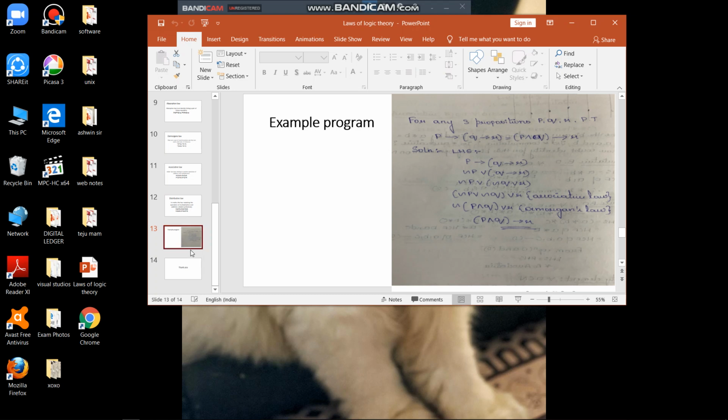And these are all the topics that I have completed in the laws of logical theory. There are 10 laws and each law is with an example program.